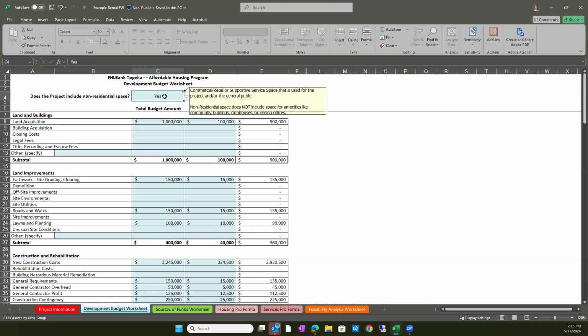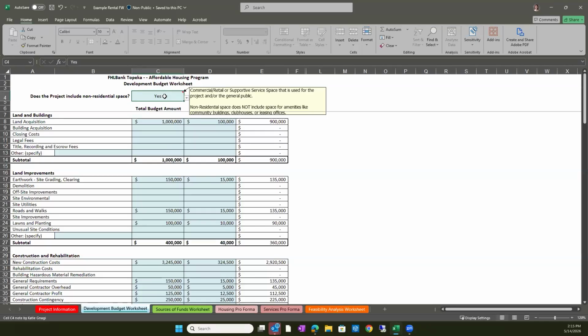I know this sounds kind of redundant, so it feels like maybe we've asked this twice. But again, we want to make sure that we are including non-residential where it is applicable and we're not including it if it's not applicable so that we get the right amount of AHP subsidy.